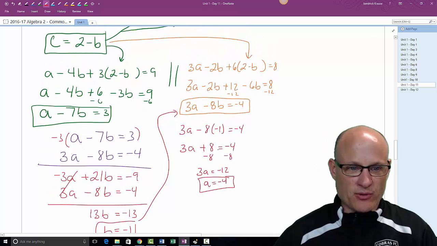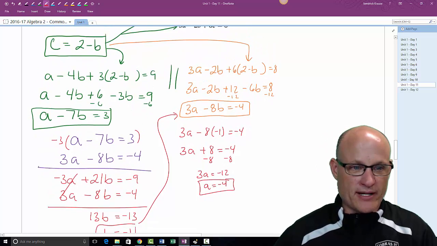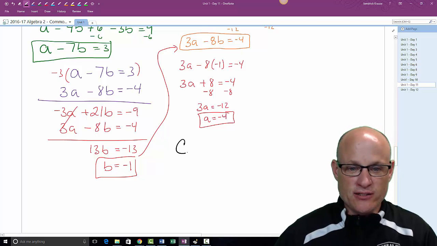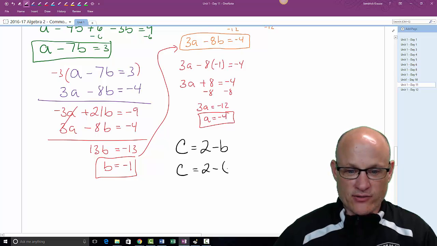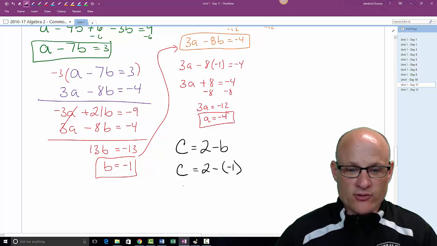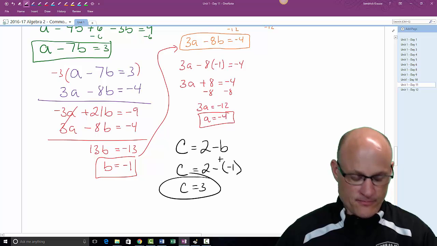And then let's figure out what c is. Oh, c is just equal to 2 minus b. So we had that earlier. Remember we had c is equal to 2 minus b. So in this case, c is equal to 2 minus, substitute in using parentheses, negative 1. So that's really a plus there. So c is equal to 3.